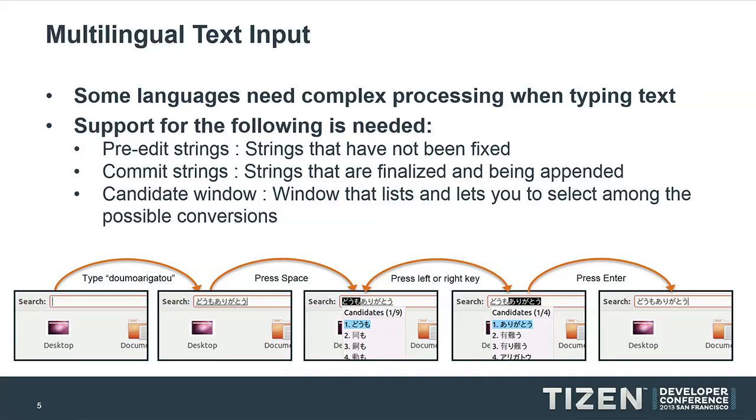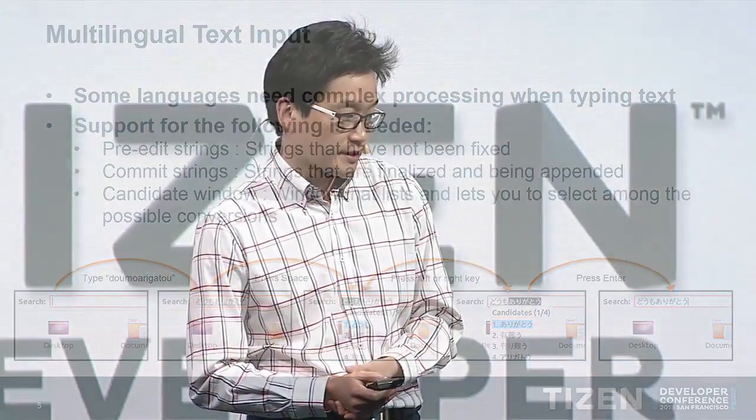At the bottom you can see the actual example. Here in the first figure there is an editable widget, and if I type the sentence "Thank you very much" in Japanese, then the whole string will be displayed. But one thing you should notice here is that the whole string is underlined, meaning that it is a pre-edit string. A pre-edit string is a string that has not been fixed, and that can be converted to or replaced with any other string.